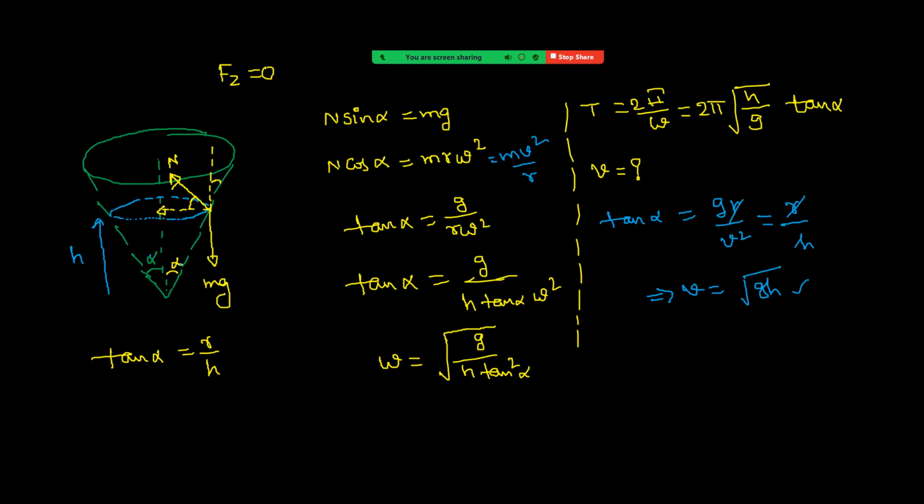So like this we can solve. Just focus on the free body diagram. After that, take components along the tangent, along the radius, and next, normal to the plane of the circle. Right? I hope you got clarity.